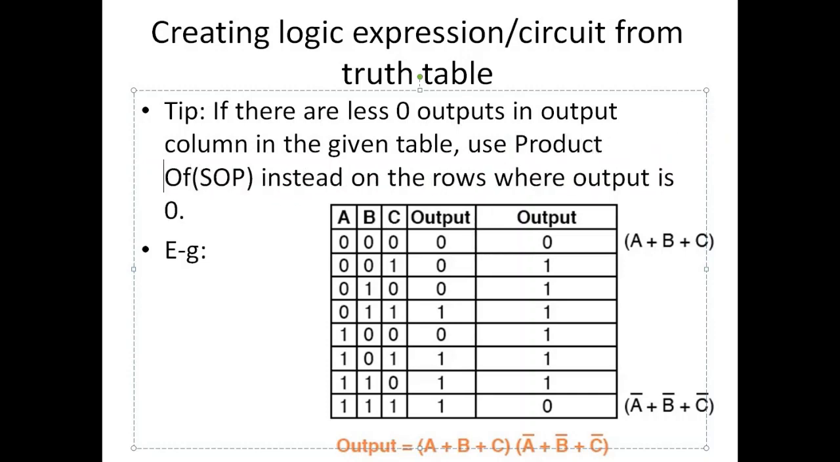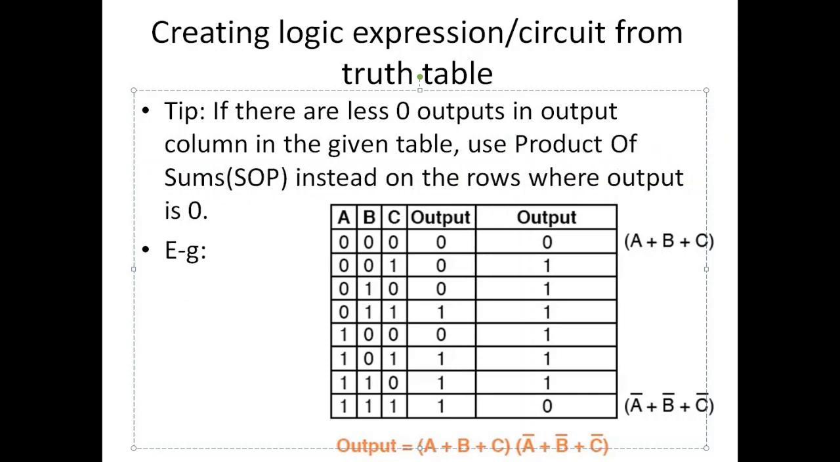Product of sums, that is POS. Instead, on the rows where the output is 0, between them we apply an OR gate. Like over here, A is 0, B is 0 and C is 0. So we go ahead with A plus B plus C.